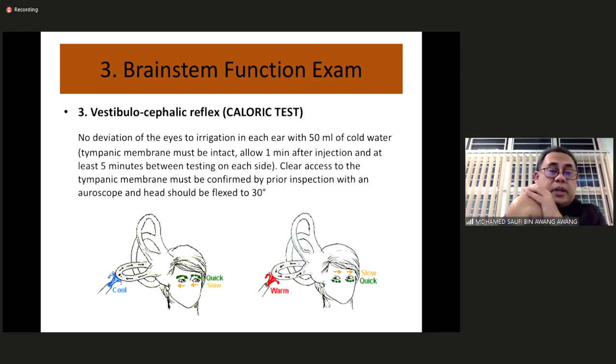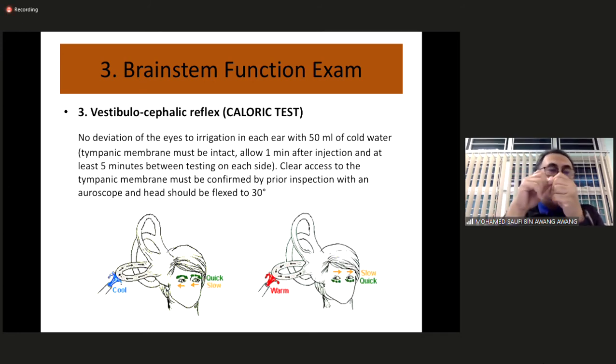So in this particular examination, the vestibulo-ocular reflex or caloric test, this is a situation where you inject about 50 ml of water. So two kinds of water. One is cold water. Another one is warm water. But usually we just do cold water.